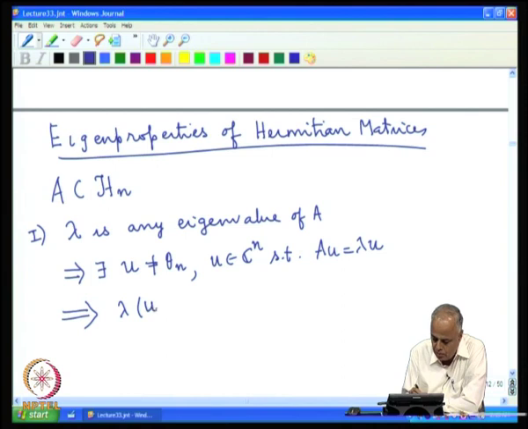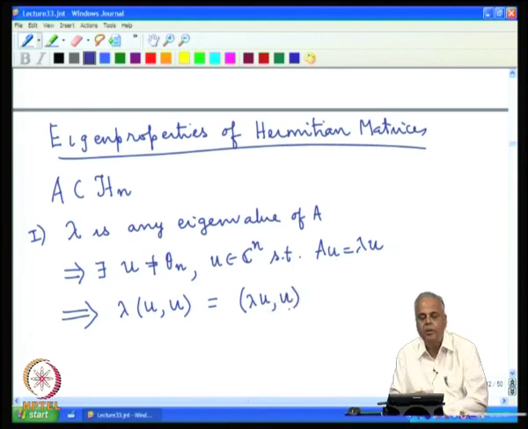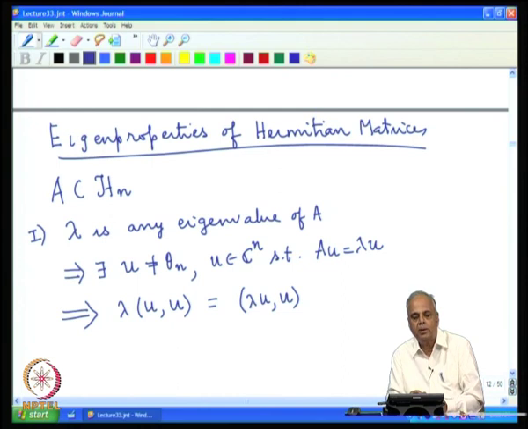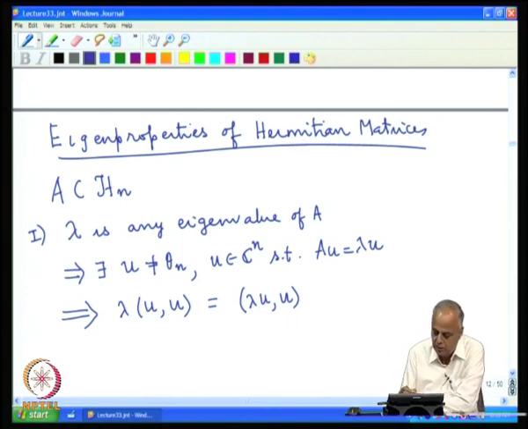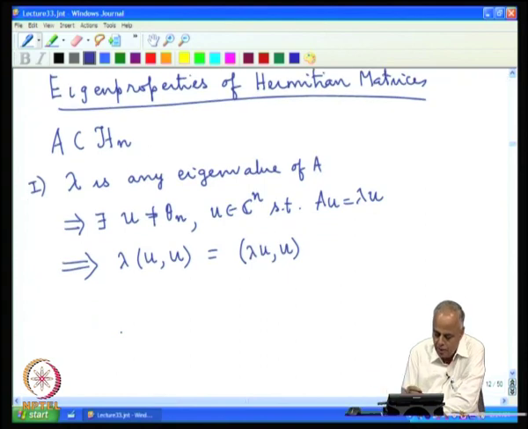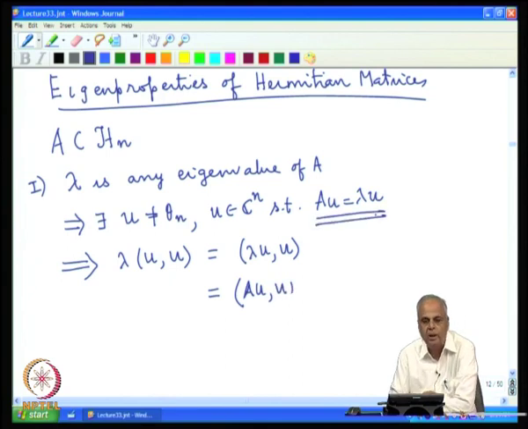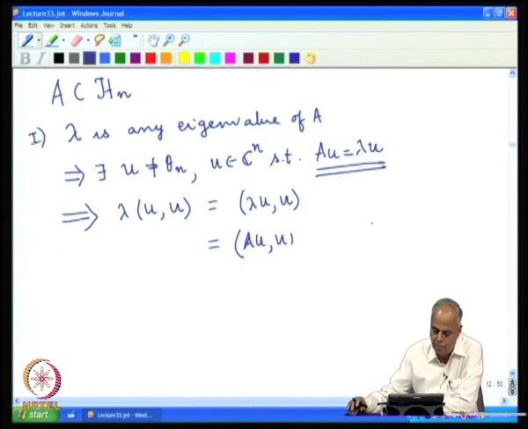Now, lambda times u comma u can be written as lambda u comma u, because we know that when a complex number is a multiplier of a vector in the first factor of an inner product, then it can be pulled out without any change. So, lambda is a multiplier of u and it is in the first factor, so it comes out as lambda outside. Now, lambda u is A u, because u is an eigenvector corresponding to the eigenvalue lambda.